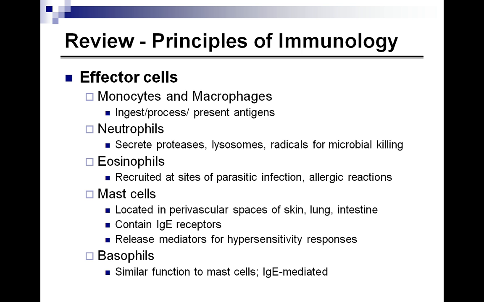Mast cells, which we typically find in the perivascular spaces of skin and lung and intestine. These mostly contain IgE receptors and are involved in the hypersensitivity responses, as we will see later on. And then basophils, which are in many ways similar to mast cells and are also involved in IgE-mediated immune responses. And we'll discuss those more in a few slides.